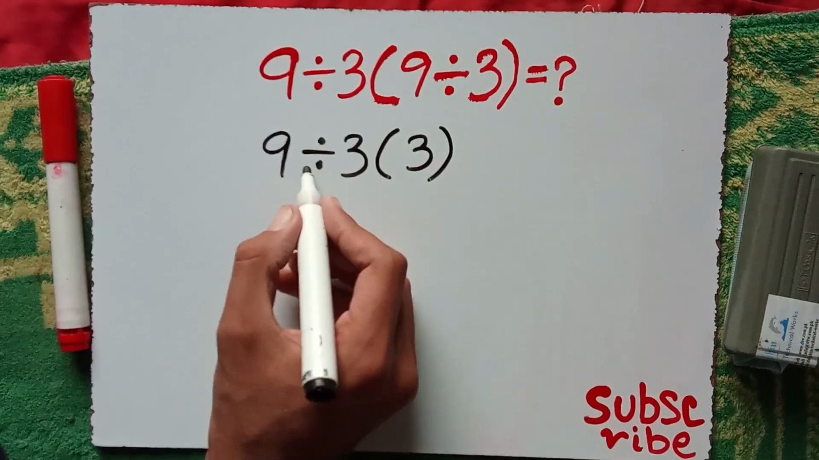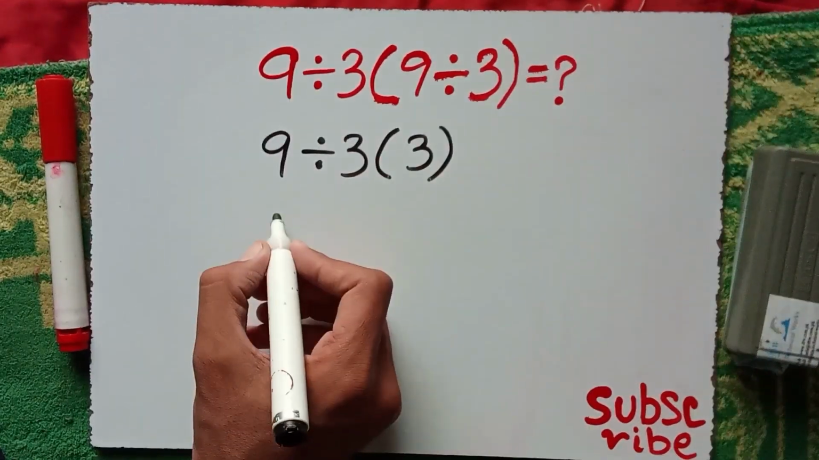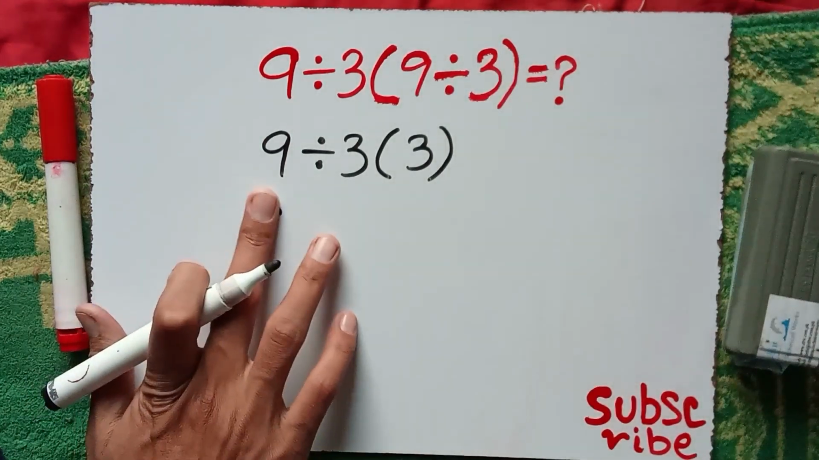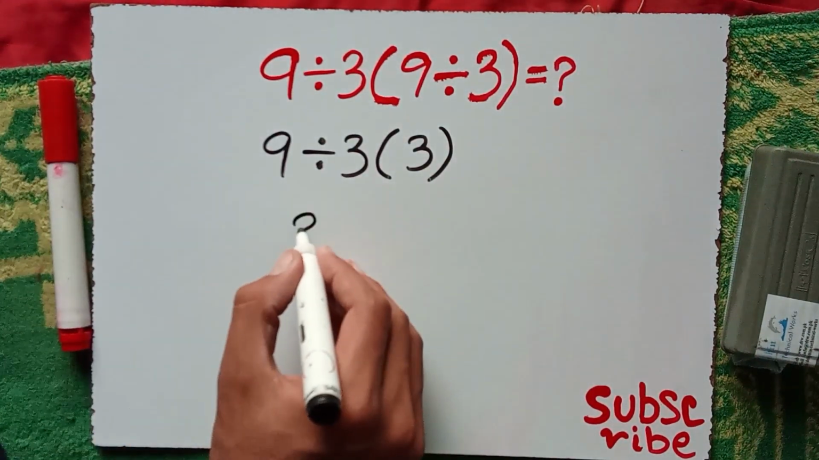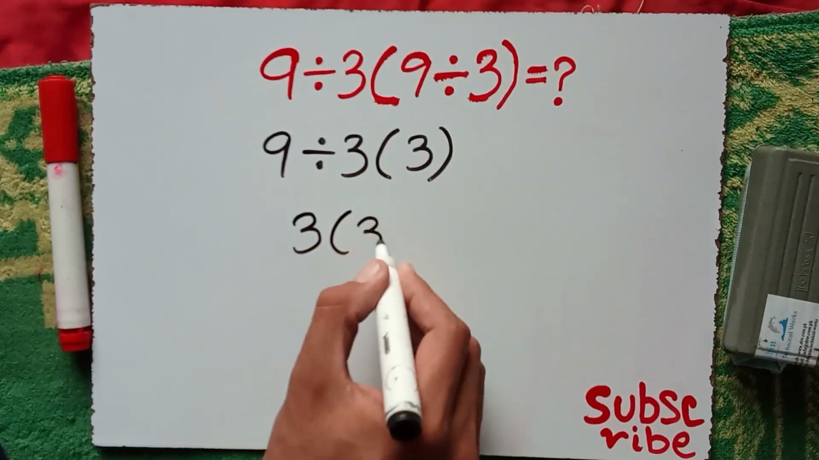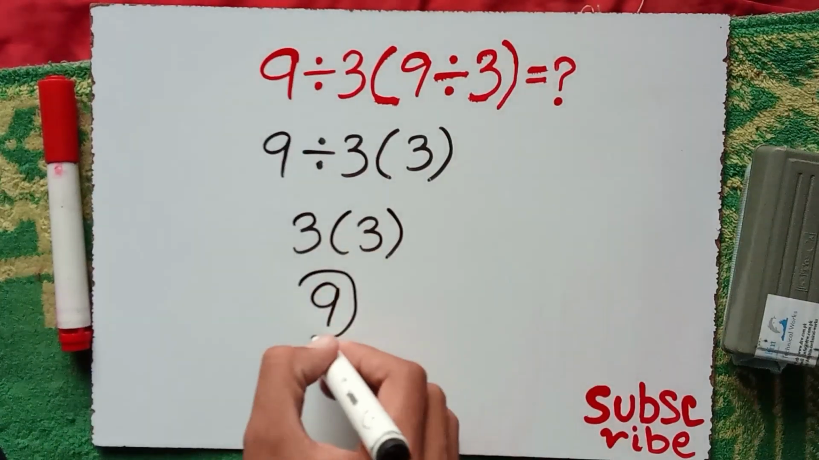Now here is one multiplication and one division. We can solve it from left to right. So 9 ÷ 3 equals 3, and 3 times 3 equals 9. This is the final answer of this question.